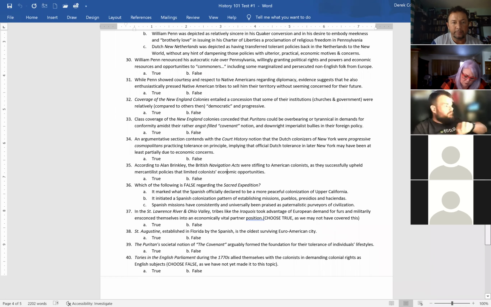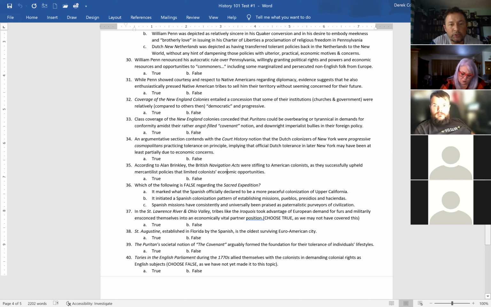Number 35, according to Alan Brinkley in the textbook, the British Navigation Acts were stifling to American colonists. No, that's false. He contends that the Navigation Acts and the mercantilist laws were very poorly upheld here in British North America. And I don't want to get too much more into it because that goes into our very next subject, the War for Independence. All right, but that one's false.